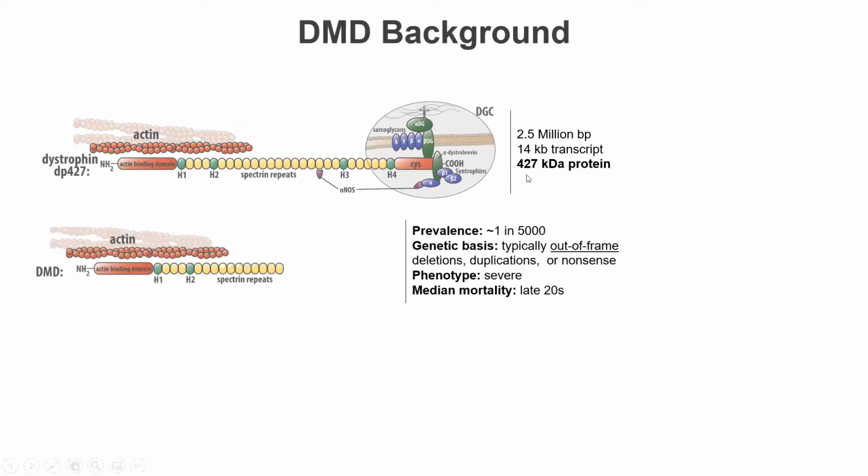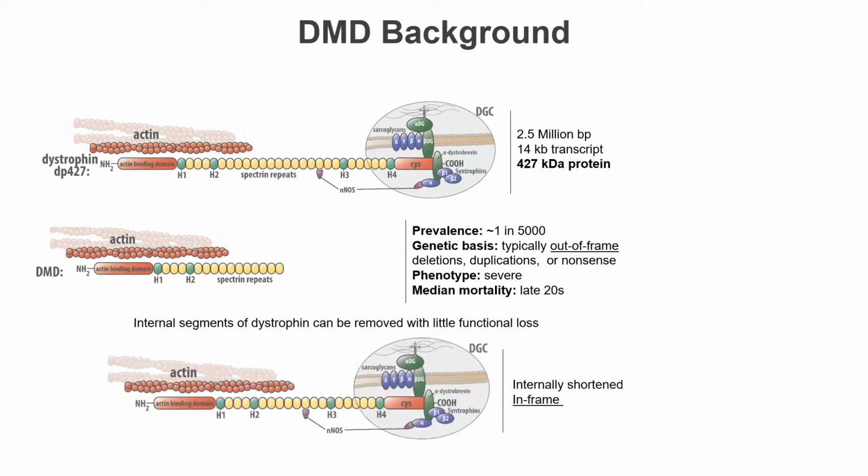If you're missing this protein, what happens is relatively rare, but it's relatively common in terms of genetic disease. So 1 in 5,000 males will have this. It's X-linked. There's some rare cases where females can have it too. Typically the mutations result in a complete loss of the protein, shown schematically there. The phenotype is very severe. Patients die in their 20s. They're wheelchair bound by their teen years. And so it's very severe. There's no treatments that really fix the course of this disease.